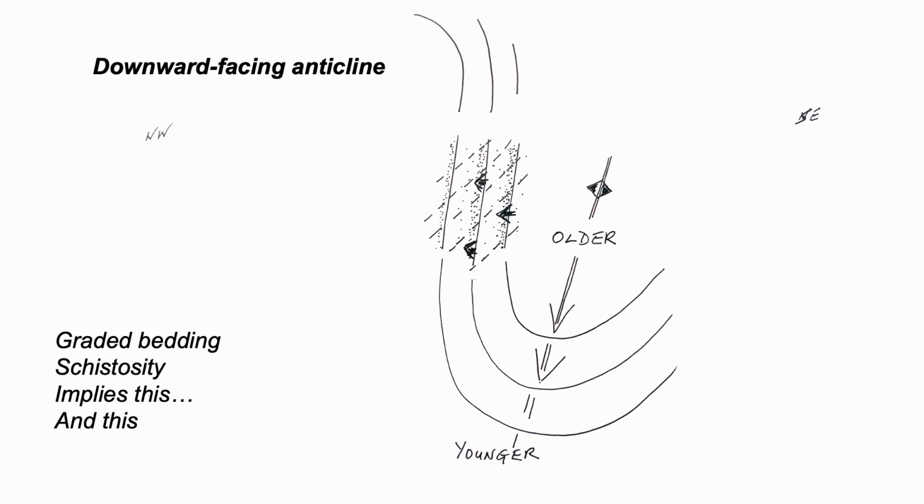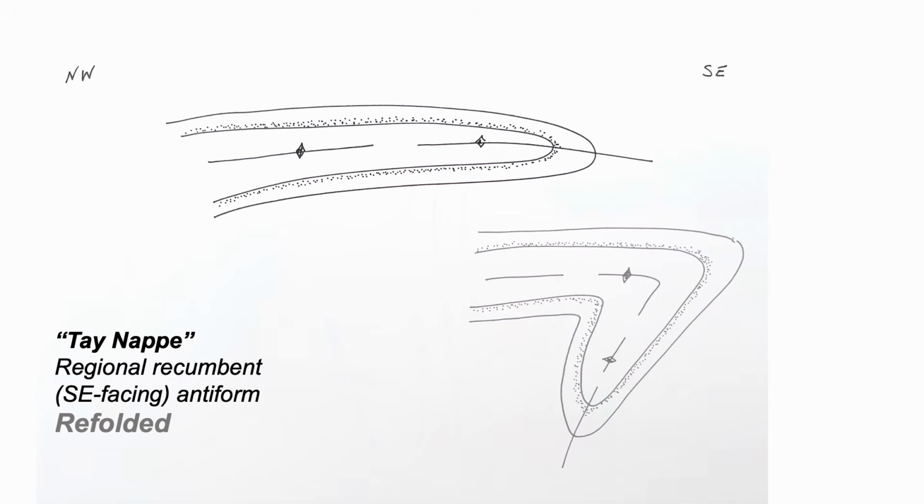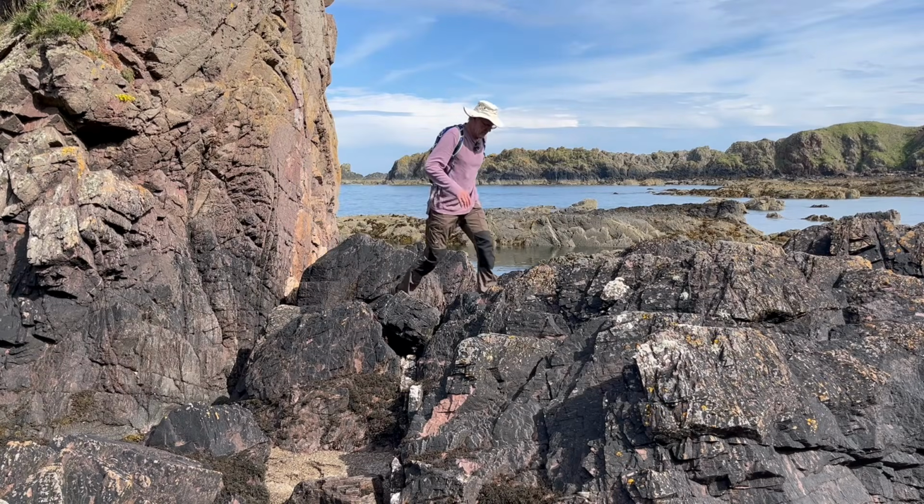These relationships have been used to identify an earlier, perhaps recumbent fold. This speculative early structure has been called the Tay Nappe, and it was refolded, creating the relationships we see here, the so-called Southern Highland downbend. We'll look at this a little more shortly, but let's get back to the Dalradian strata.